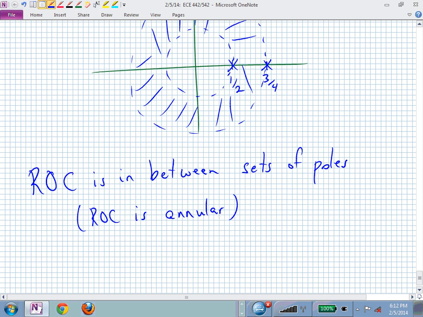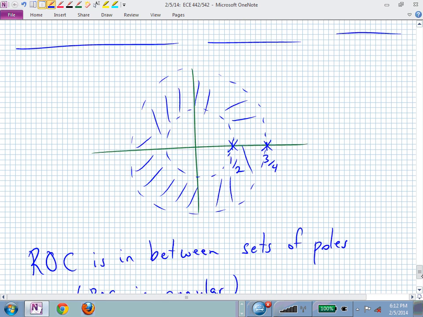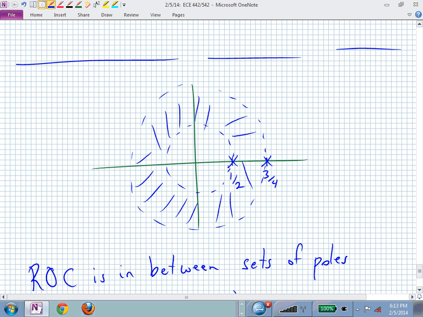Or the region of convergence is annular, or a donut. That means that now one of those, if we look at these now in isolation, where's the region of convergence relative to 3/4? It's interior, right? So when the region of convergence was interior to a pole, what was the sided sequence that corresponded to? That was anti-causal, wasn't it? So now if we had 3/4 as our mode, it would be raised to the negative indices in time.